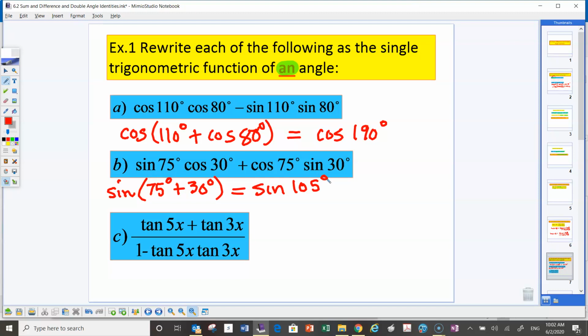Tan 5x plus tan 3x divided by 1 minus tan 5x times tan 3x. This is the sum identity for tangent. And again, this would be tan of the first angle plus tan of the second angle. And if we collected like terms, this would be tan 8x. So here we have shown three different ways of taking the expanded form of a sum or difference identity and writing it as its condensed form.